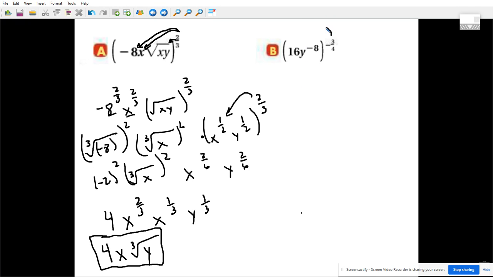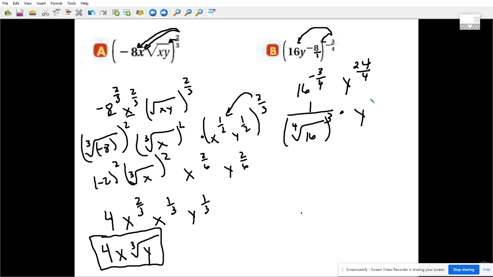Okay, so here be 16 to the -3 over 4 power, and y to the +24 over 4 power. All I'm doing is multiplying these two fractions. That's my exponent rules back from pre-algebra, algebra 1. So how does this get written? This is the 4th root of 16, all raised to the, what power? All raised to the 3rd power, but it's all over 1. Why did I put that over 1? Because I have a negative exponent. Negative exponents get flipped. Okay, times y to the 6th power.